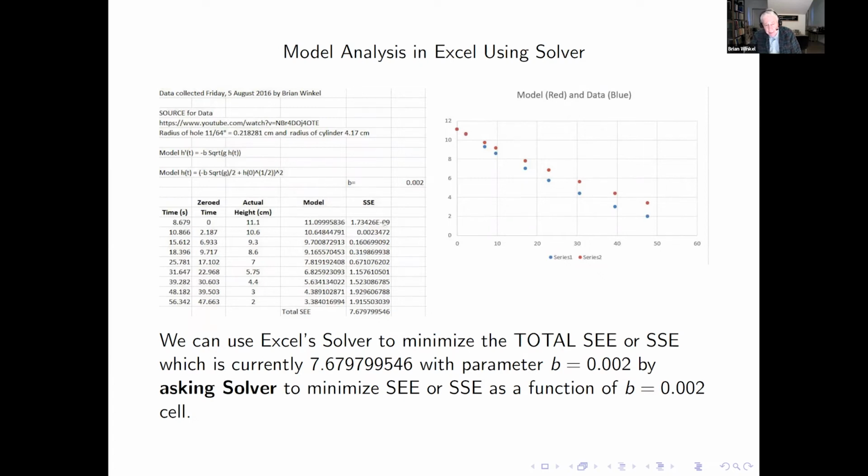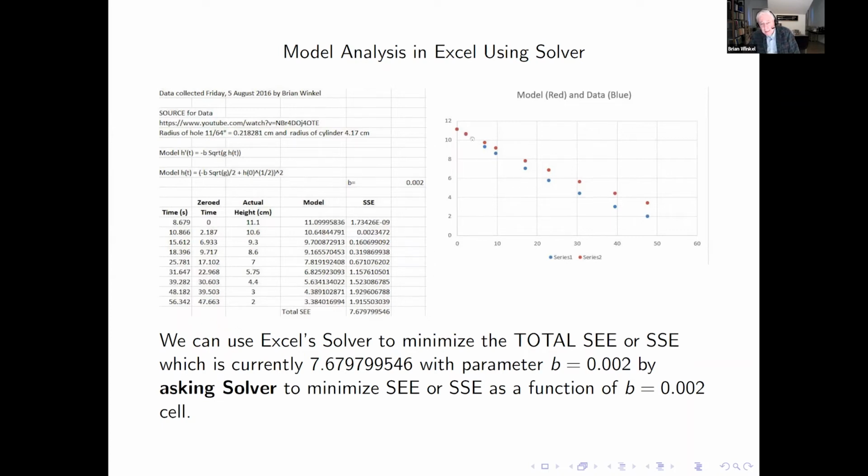This column represents the sum of the square errors, the difference between the actual and the model, and it's that difference squared. And so what we're doing is we're adding that up, and this is that number, which is the sum of those messy, messy, messy equations. And it's saying that so far for the parameter of 0.02, we have a sum of squares, which is 7.679. That's not as helpful as this picture. Let's look at this picture.